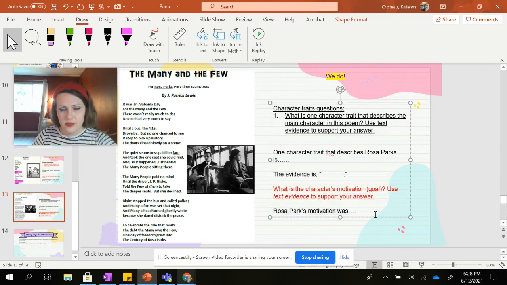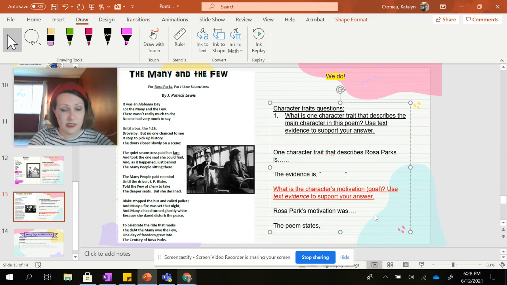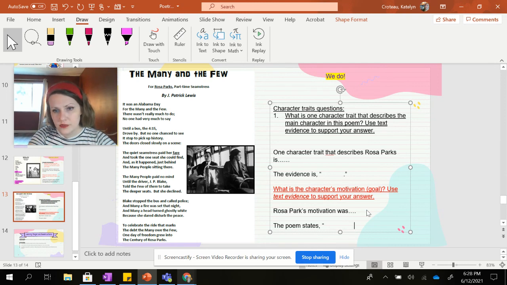Why? Now, if you have a lot of background knowledge, you still need to come back here for your evidence part. The poem states... I'm going to just use a different sentence starter. And again, exact quotes. I'm hugging my text evidence. And I'm going to find the line in the poem that shows what motivated her. That's a harder one. So think about, okay, if I think she sat on the bus because of this reason, what's a line that shows her logic pretty well?